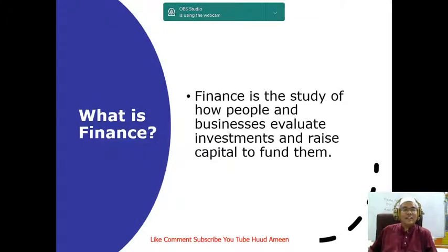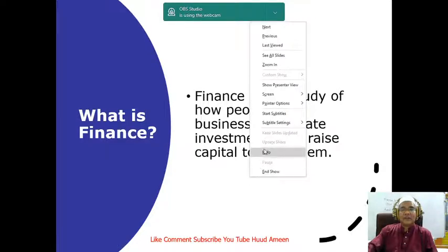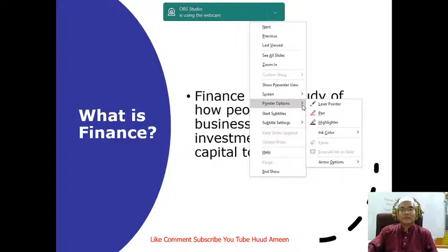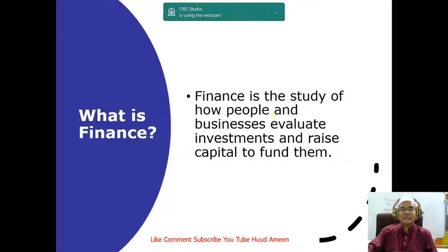So what is finance actually? Finance is the study of how people and business evaluate investments and raise capital to fund them.